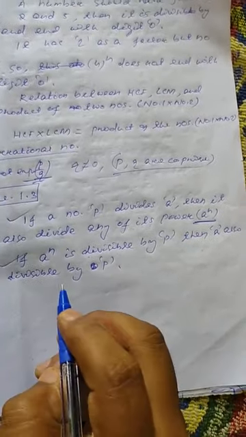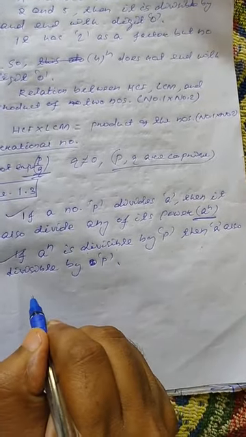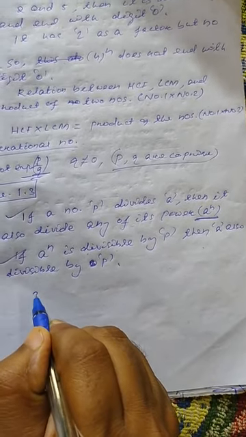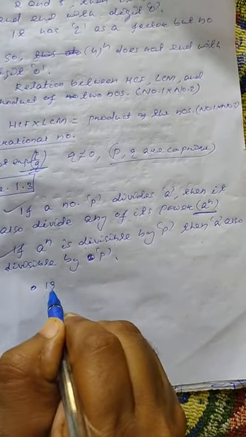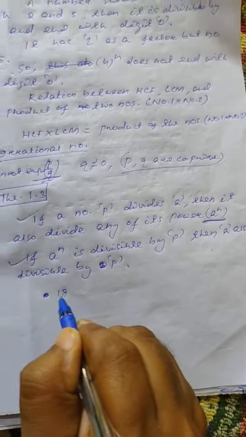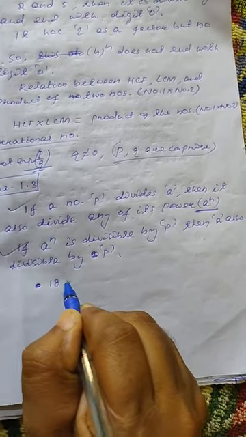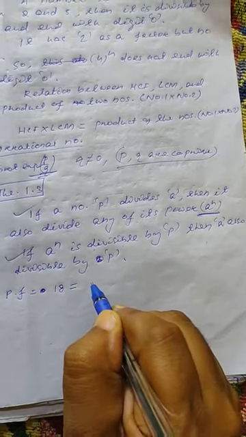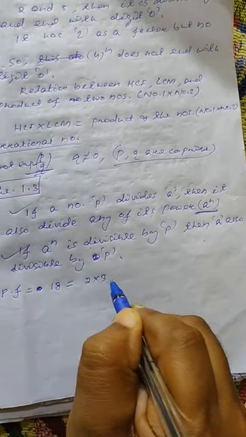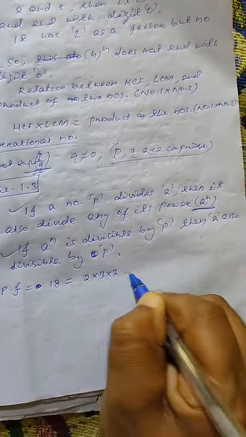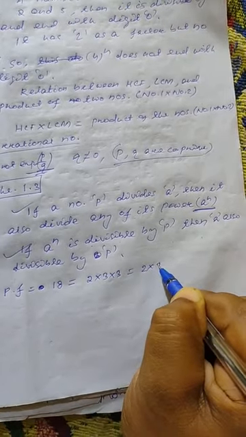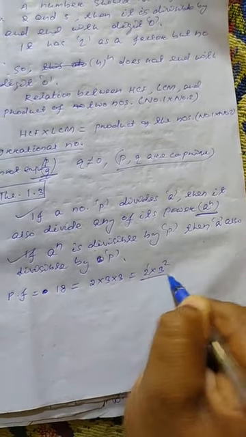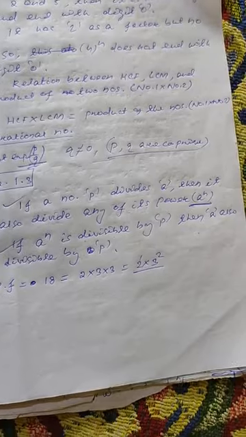Suppose I have to write 18, this is 18, then what is the prime factorization of 18? The prime factorization of 18 is 2 into 3 into 3, that means 2 into 3 square.